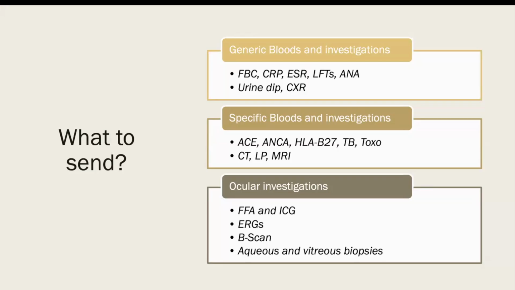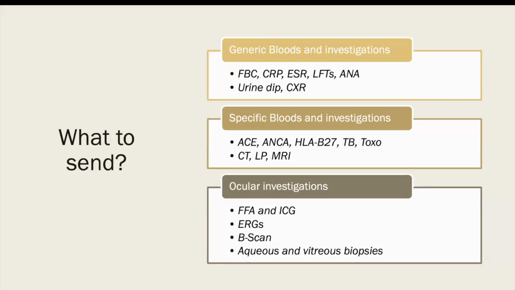And then in terms of your ocular investigations, FFAs and ICGs can be very helpful for posterior segment inflammation. ERGs can help you know the potential of the retina as well, in children, for example. A B scan can be helpful when you don't have a posterior segment view, especially for hypertensive uveitis.